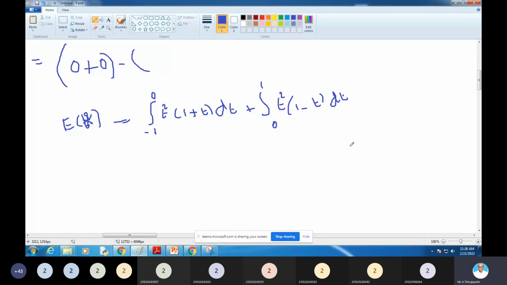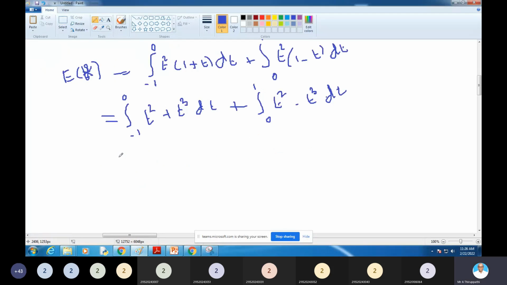Now integrate. Before integrating, simplify. Integral minus 1 to 0 of t square into 1, that is t square, plus t square into t, that is t cube, dt, plus integral 0 to 1. Again the same thing, t square minus t cube dt. Very simple. This is your GATE question, sir.